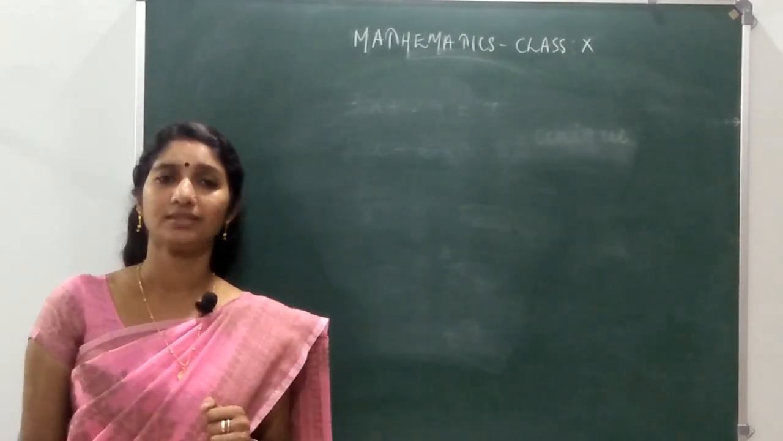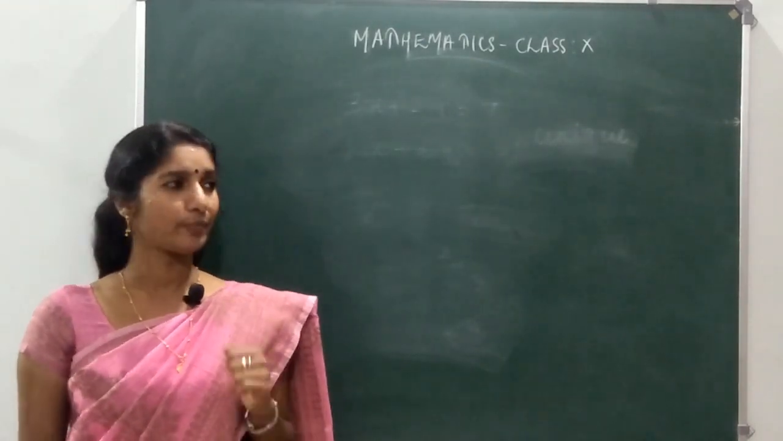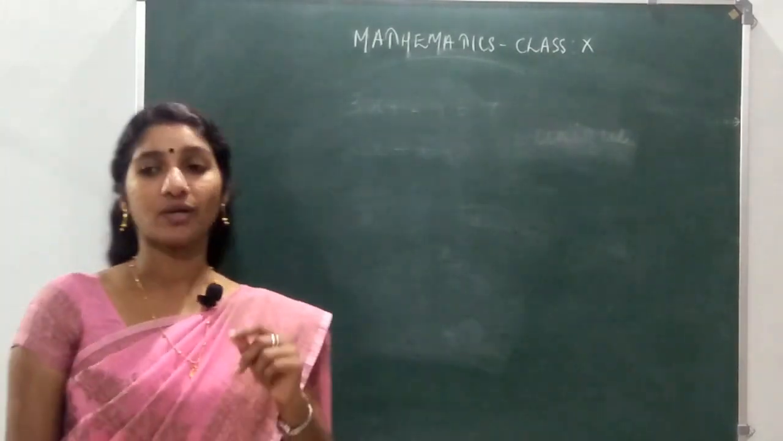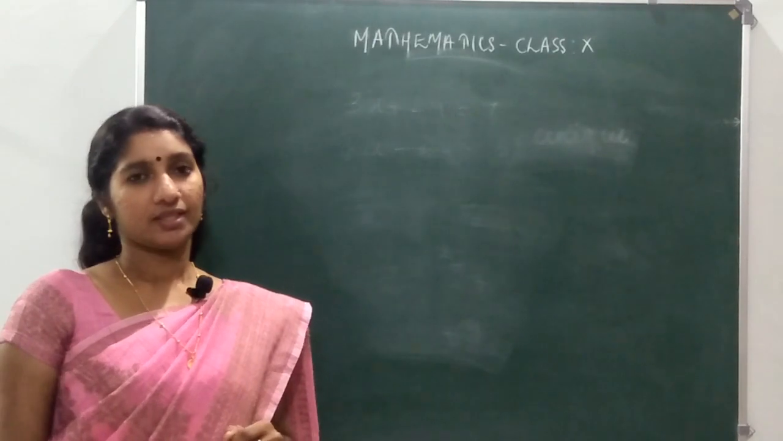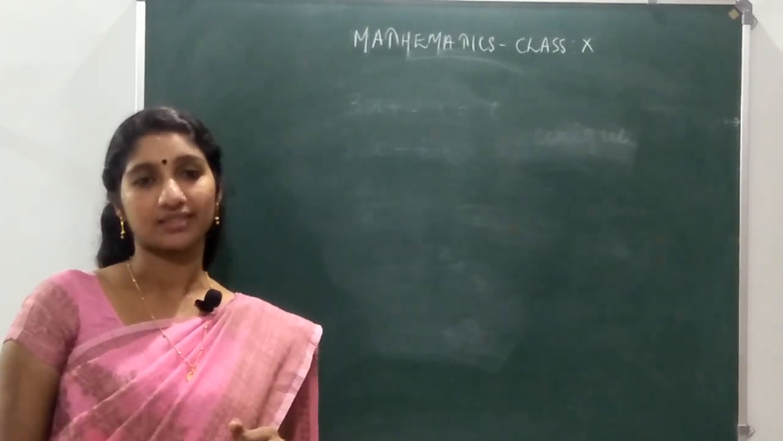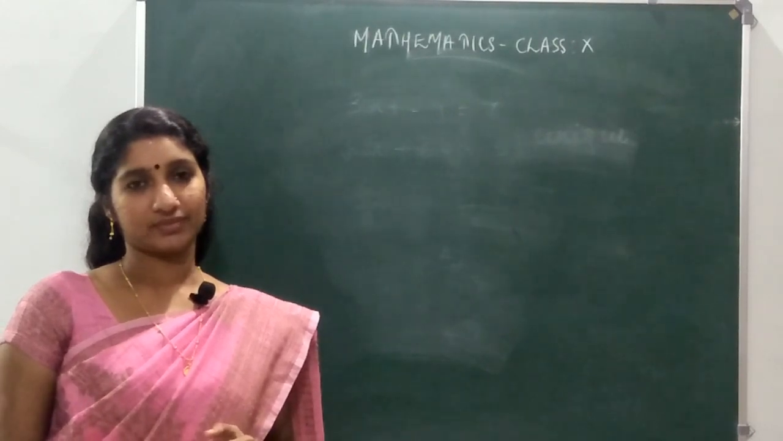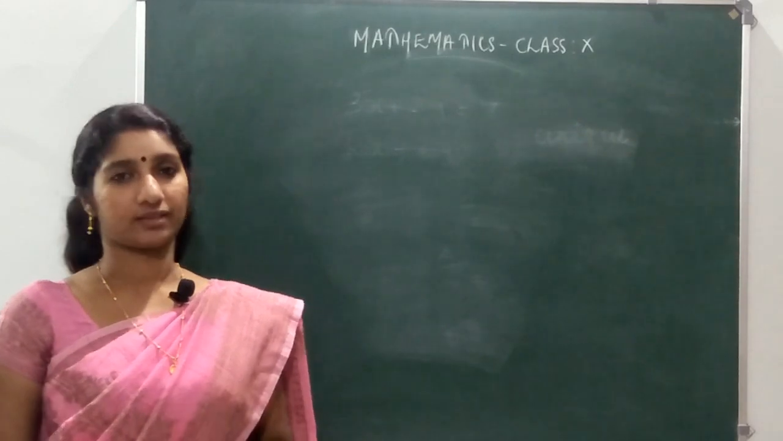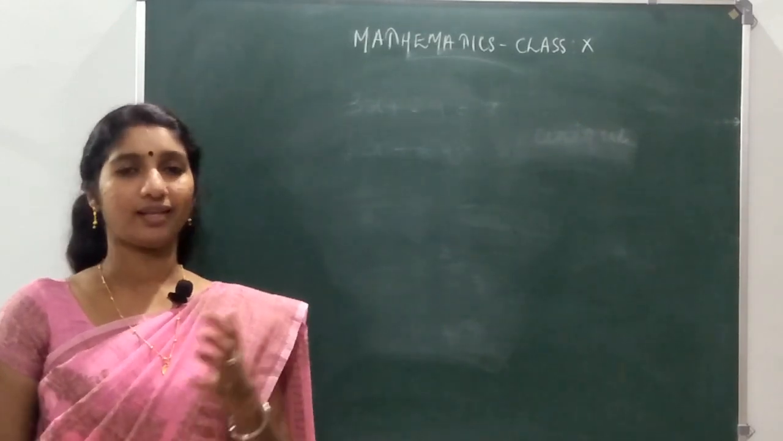Some word problems are there in that exercise. One problem is given like this: a rectangular garden, its half of its perimeter is given 36 and length is given 4 more than the breadth. Find the length and breadth.